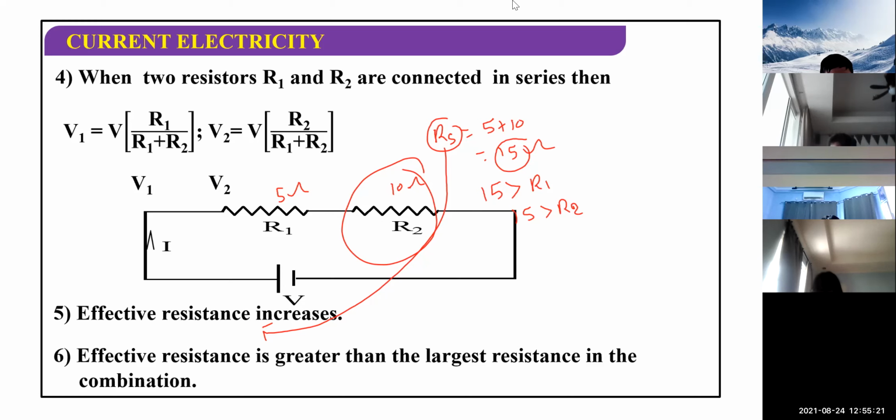So, this is less than 1 minute, children. Now we will go to the next session, to discuss series resistance in parallel combination. You may leave for a moment, children. Please join the meeting back.